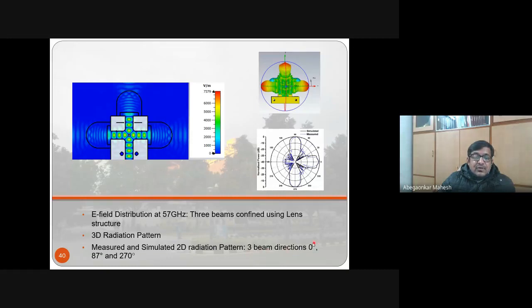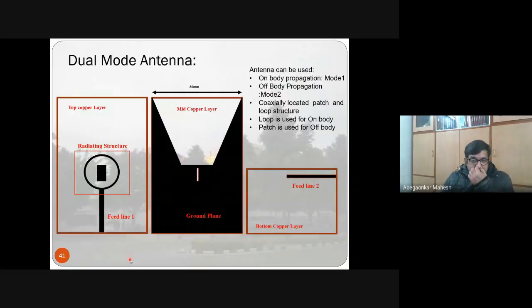So you can use this antenna for both on-body links as well as off-body links. Then this is a recent work wherein we have a dual mode antenna. Essentially there are two radiating structures. One is this patch antenna in the center, which is fed by a feed line on the other side, the bottom side of the structure.